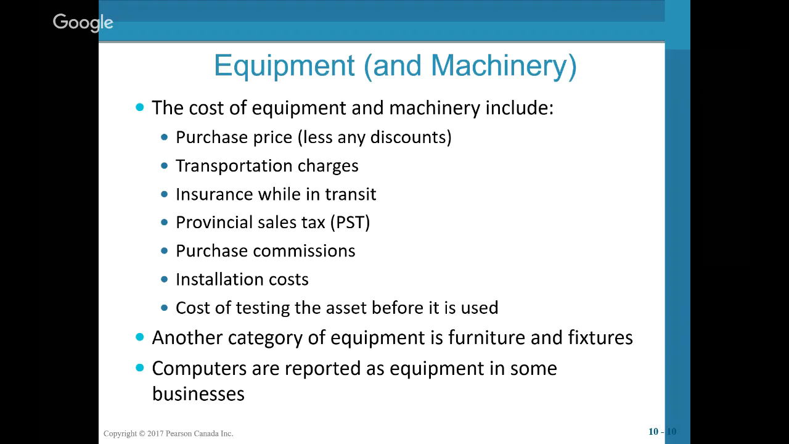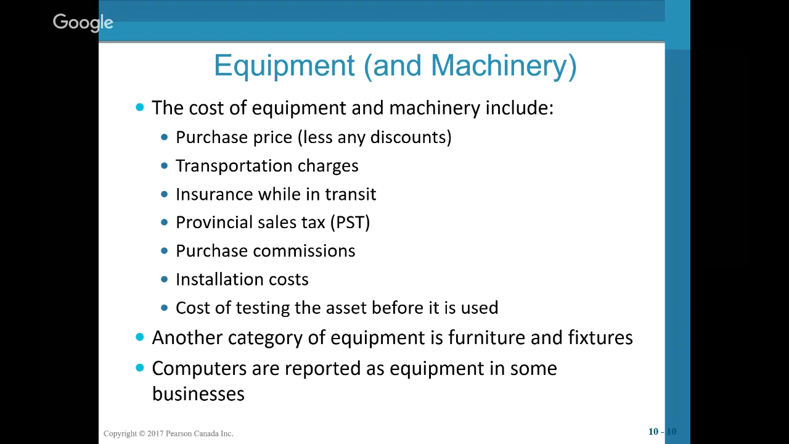So just be a little careful here. That does not say training. The cost of training an employee to use the equipment would be an expense, right? We don't get future benefit from training our employees because it's the employee themselves who have that training.